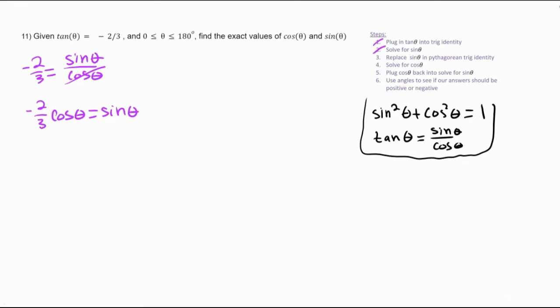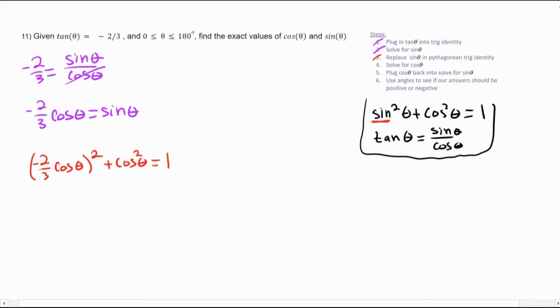Next, I'm going to use my second trig identity, and I'm going to plug in sine of theta into this part here. So what that looks like is I'm plugging in negative 2 over 3 cosine of theta, and that's going to be squared, and then just the rest of the trig identity. The reason I do this is because now I have just cosine of thetas and no sines, and I can solve and find what cosine of theta is. So boom, third step done.